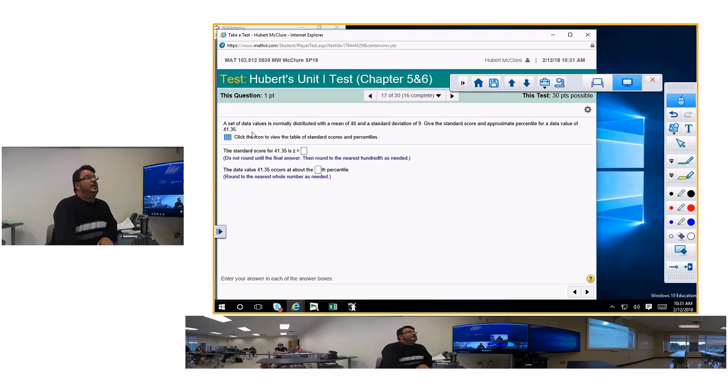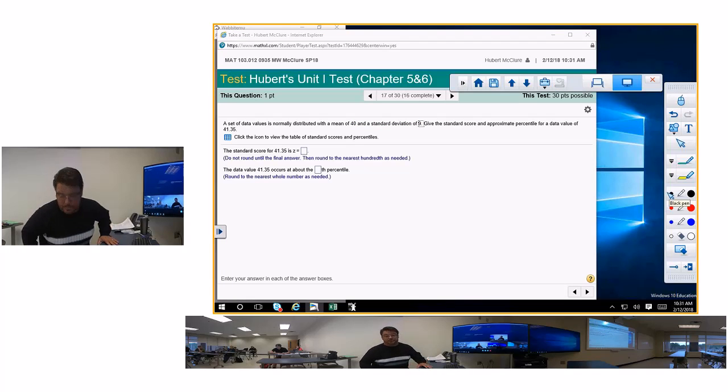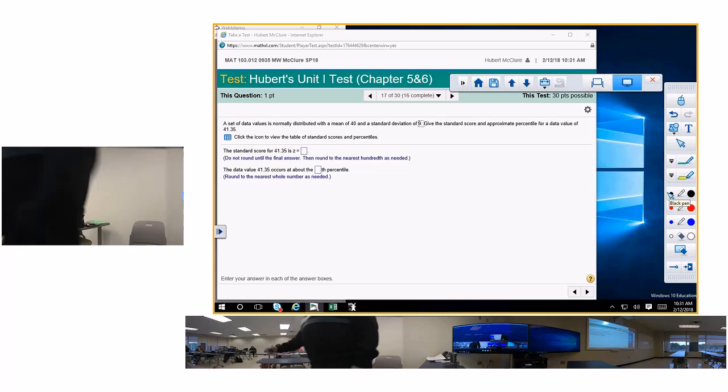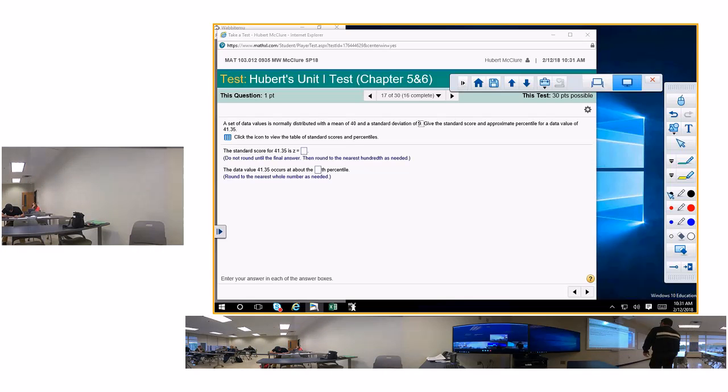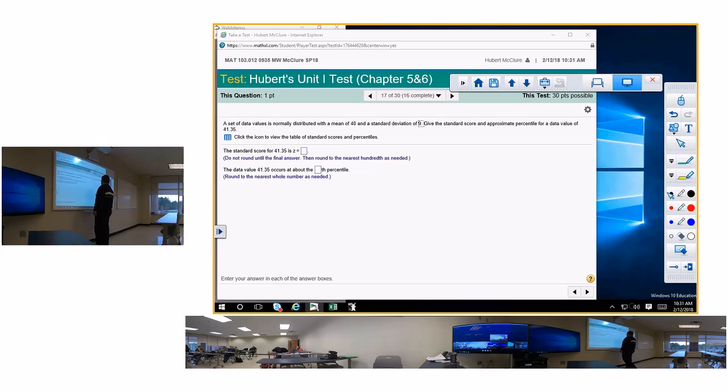A set of data values are normally distributed with a mean of 40 and a standard deviation of 9. Draw a picture. Give the standard score or z-score and approximate percentile for a data value of 41.35. So this is a question I need to go over because I haven't gone over this before. I did it with the 120 class instead of this class. I didn't even need it. Draw a picture.